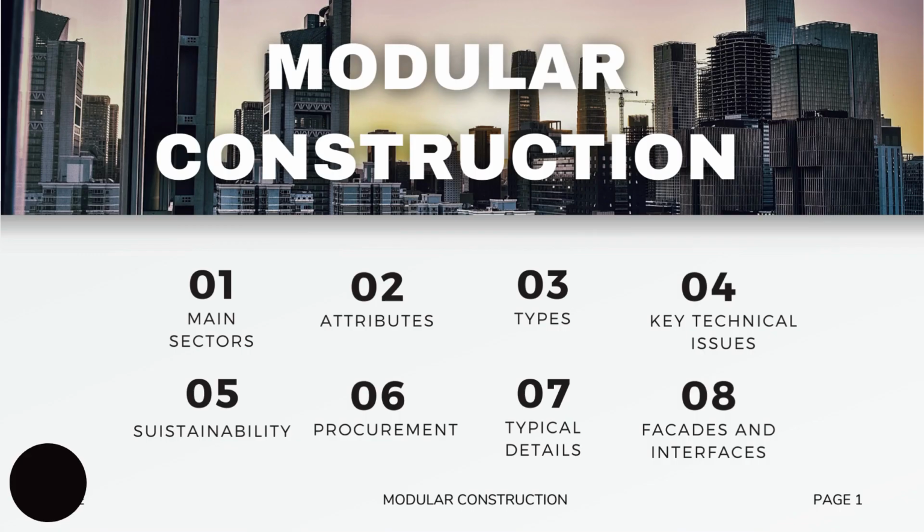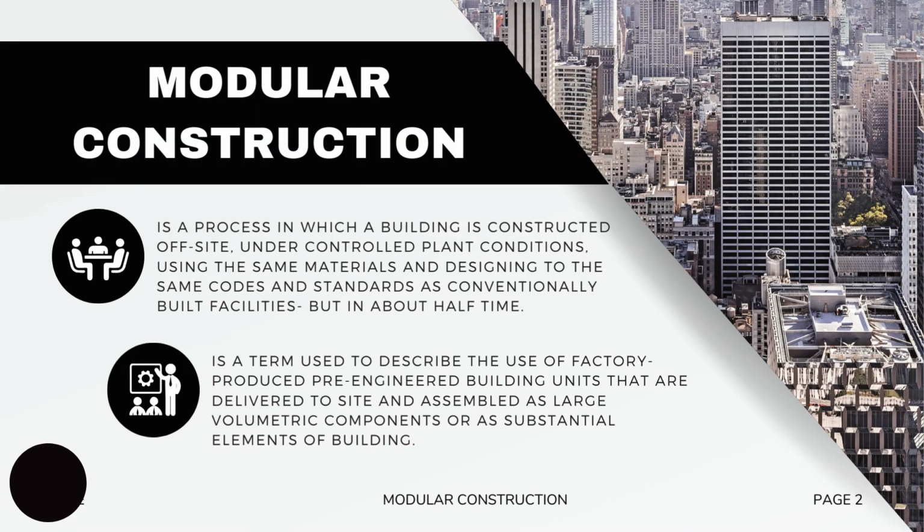Modular construction has the main sectors: attribute types, key technical issues, sustainability, procurement, typical details, and package and interfaces. Let's talk about modular construction.